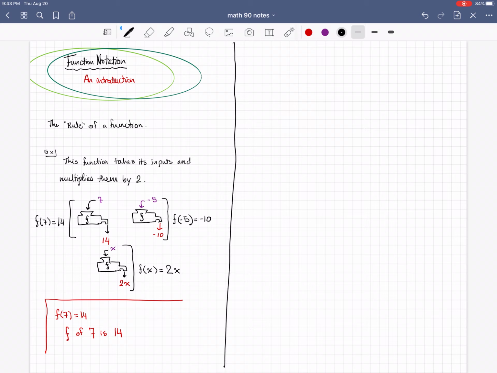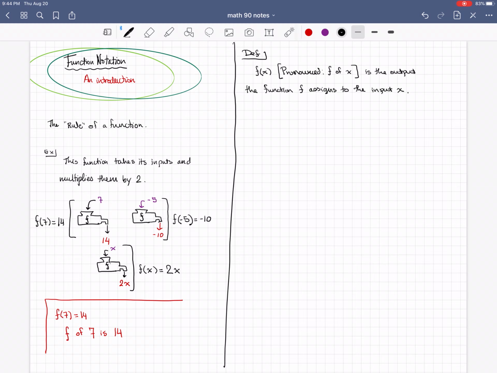So I'll actually write a definition. f of x, so there's f, parentheses, x, and this is pronounced f of x, not f times x or f parentheses x, is the output that the function f assigns to the input x.